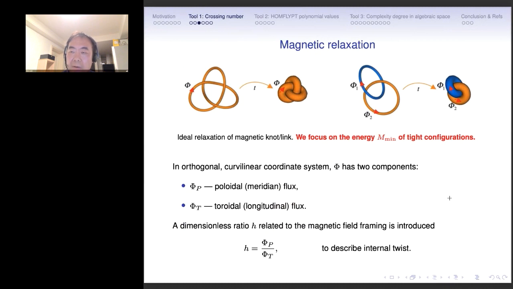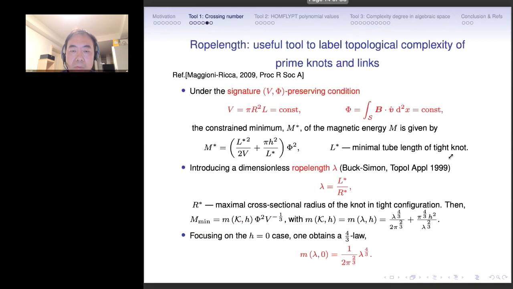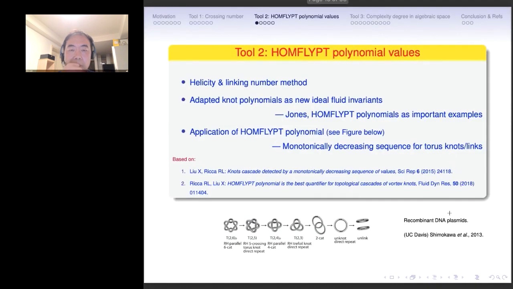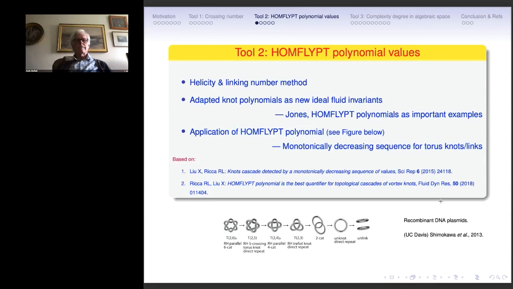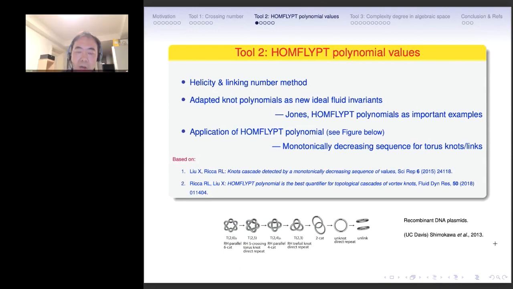Okay. Shall we move to the next section? Okay. Now, the HOMFLYPT polynomial. This work was based on Hughes Davis's publication in 2013, PNAS, I think. Yes, PNAS, 2013.